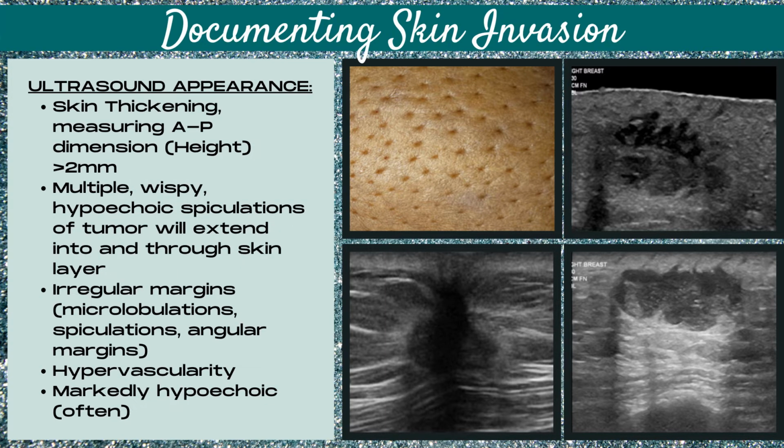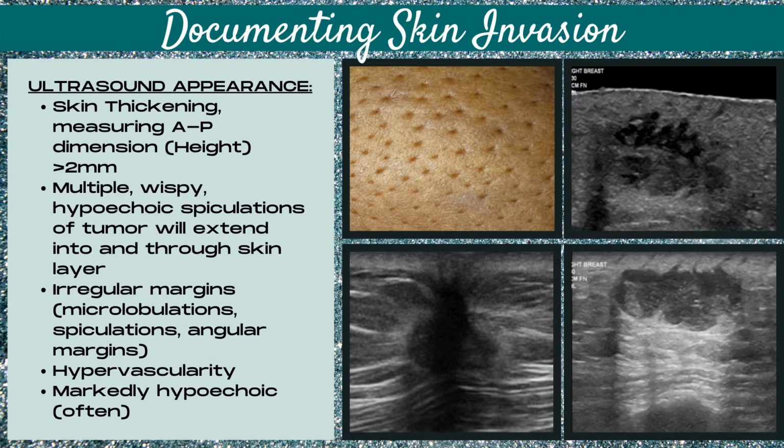On ultrasound, you're going to see skin thickening. The AP dimension, the anterior posterior dimension, or the height as it's known, which is going to be a vertical measurement, is going to be greater than 2 millimeters. You'll often see these multiple wispy hypoechoic spiculations of the tumor extending into and through the skin layer.